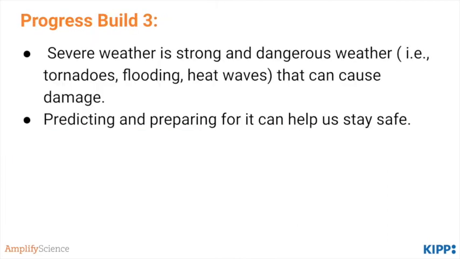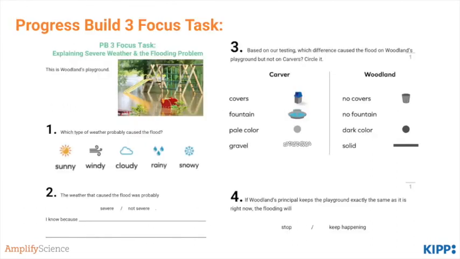Great! At this point, students should understand Progress Build 3. Severe weather is strong and dangerous weather, i.e. tornadoes, flooding, heat waves, that can cause damage. Predicting and preparing for it can help us stay safe. And the Progress Build 3 Focus Task assesses student understanding of this part of the unit. Go ahead and take a few minutes to complete it, and then check back here for answers.